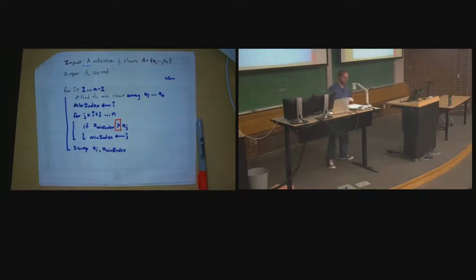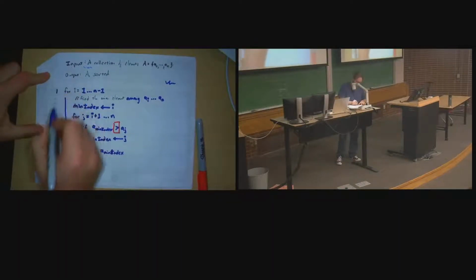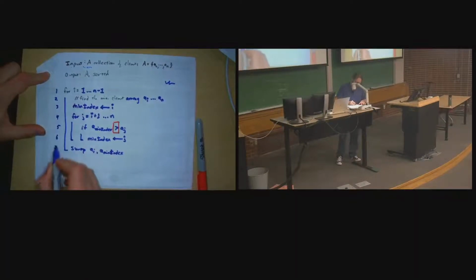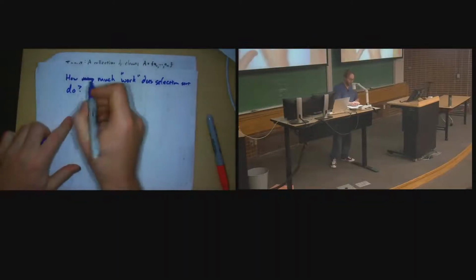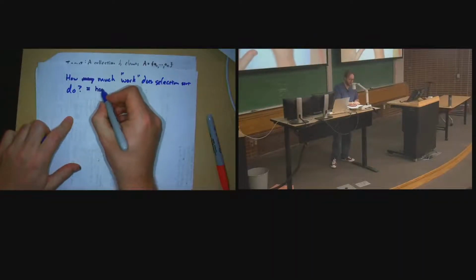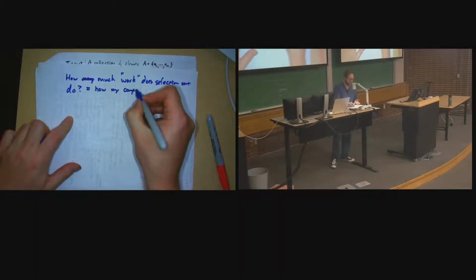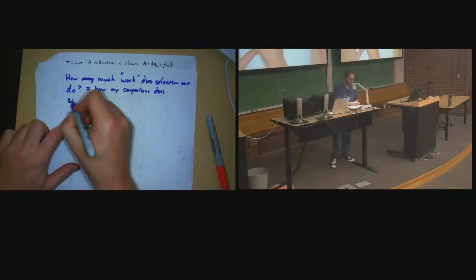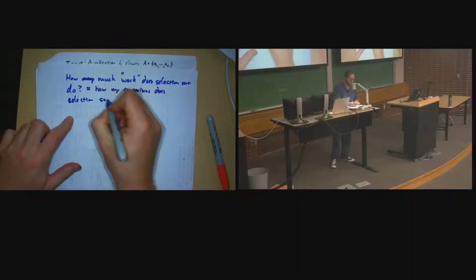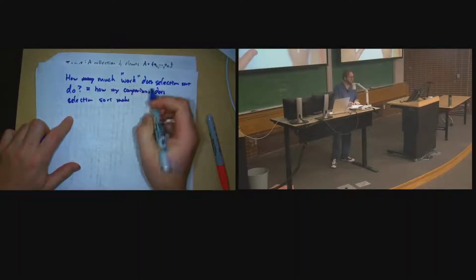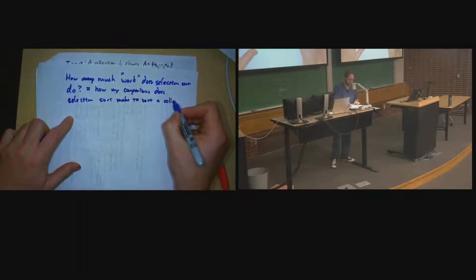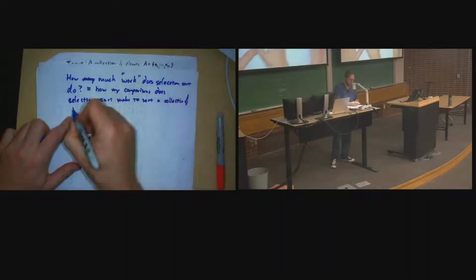How many times, and now what I'm going to do is I'm going to go ahead and label these lines, 1, 2, 3, 4, 5, 6, and 7. Right? So my question here is how much work does selection sort do? I'm going to change that into how many comparisons does selection sort make? And I'm going to keep it general. So to sort a collection of n elements.